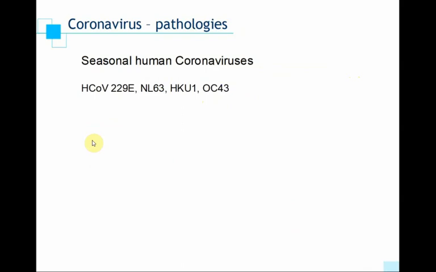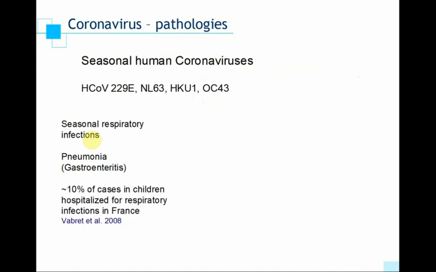Okay, how about pathology? Seasonal human coronaviruses, we've probably had them loads of times in our lifetime. Generally, they cause seasonal respiratory infections, and sometimes can cause pneumonia or gastroenteritis. These seasonal human coronaviruses are responsible for about 10% of the cases of children hospitalized for respiratory infections in France. So they're not entirely harmless already, these guys, okay?